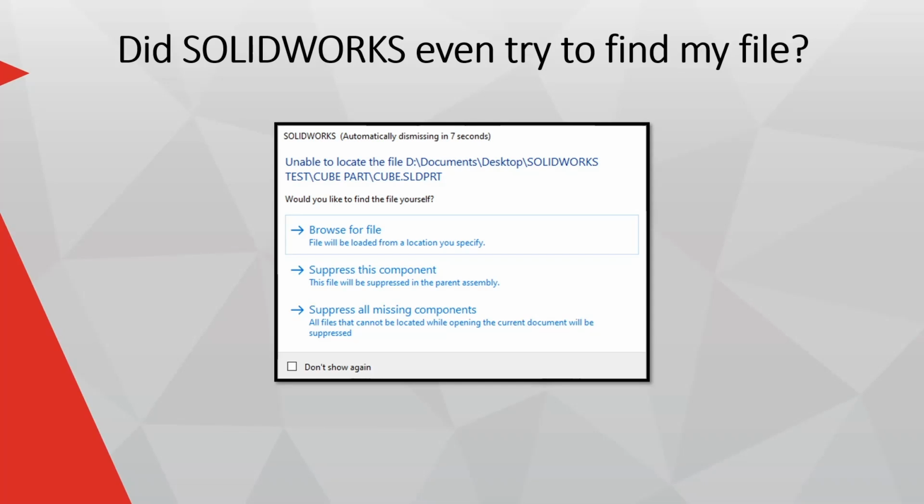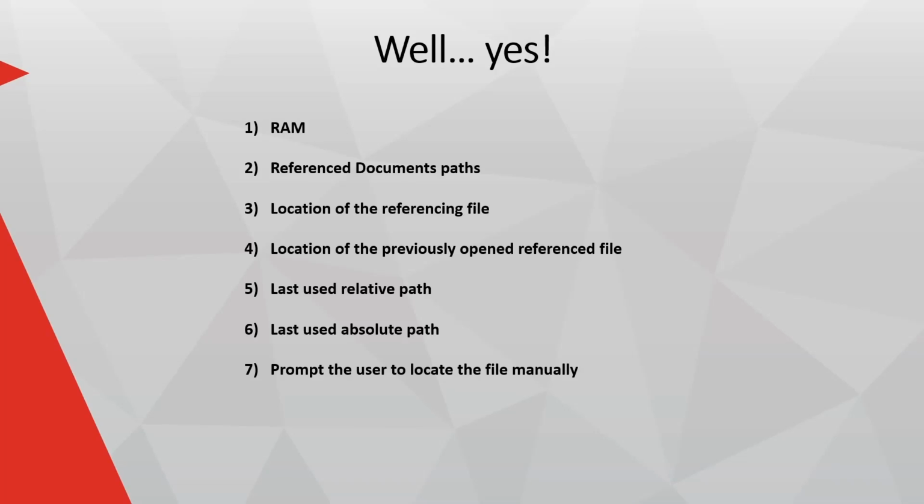For a SOLIDWORKS user, this is probably one of the most frustrating error messages. We are alerted that SOLIDWORKS cannot find one or more references of our assembly or drawing. We often ask ourselves the question, did SOLIDWORKS even try to find my file? Well, the answer is yes. SOLIDWORKS actually did a sequential search of 6 different search paths before prompting you to manually locate your file. Let's go and have a look at each one of these search paths.